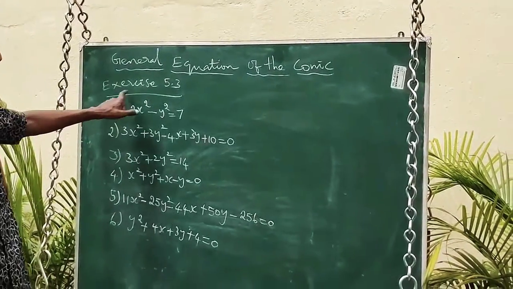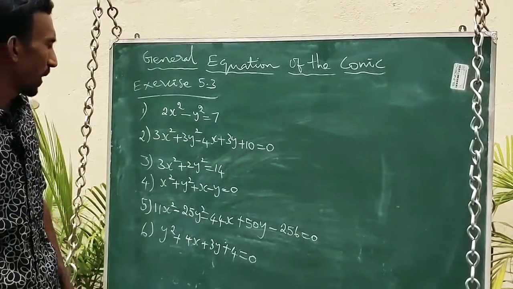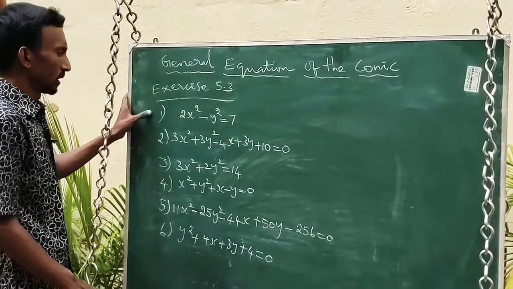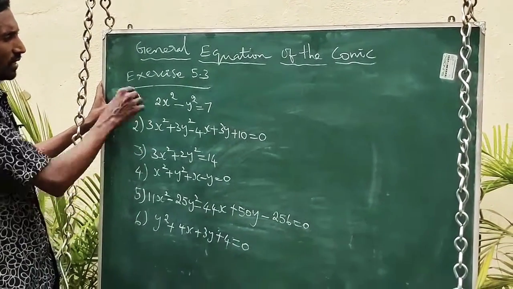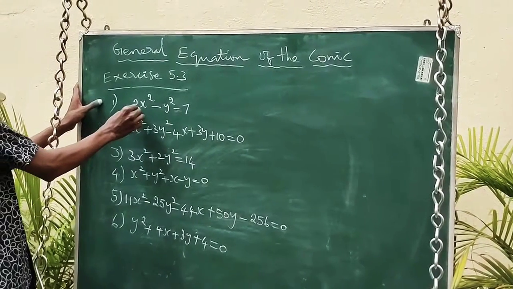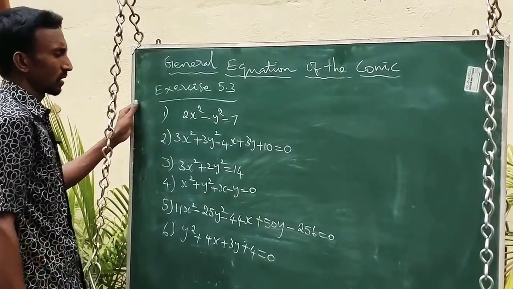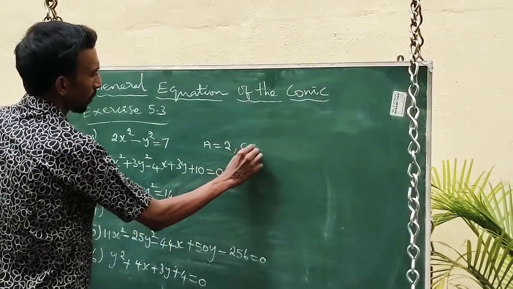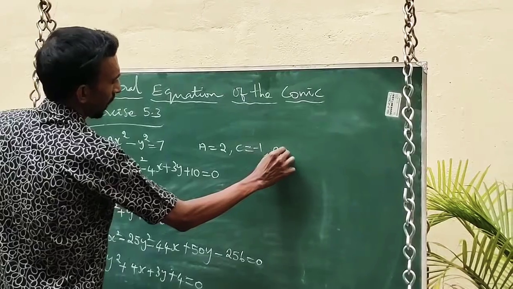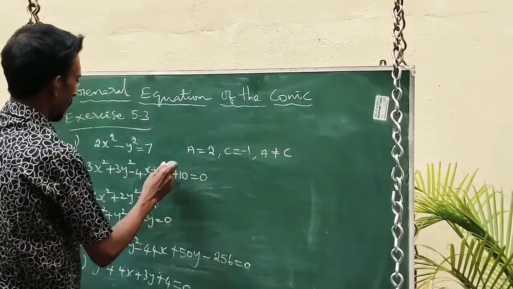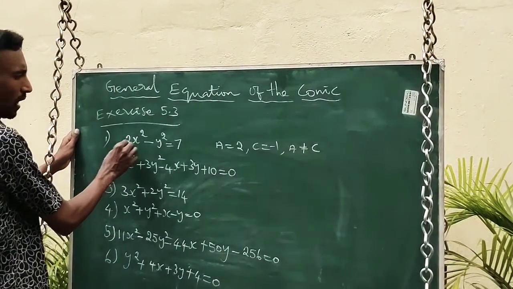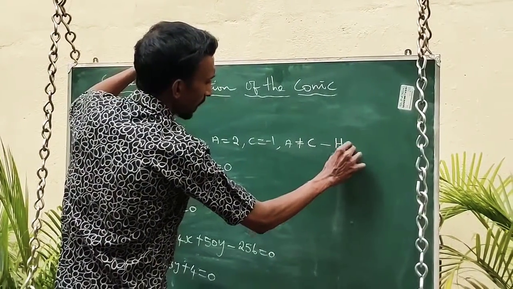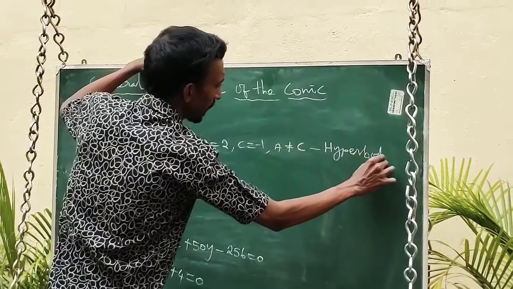Okay students, now we can see the problems in the exercise 5.3. There are 6 problems. Okay, so look at the first question. The question is identify the type of the conic. Okay, so question is 2x square minus y square equal to 7. Look at here. Here A equal to 2, C equal to minus 1. So A not equal to C. In the meantime, A and C are opposite sign. Therefore, it represents a hyperbola. So first one is a hyperbola.